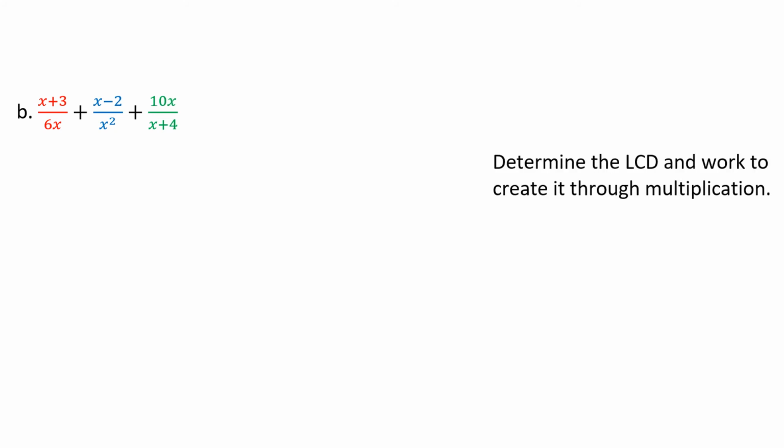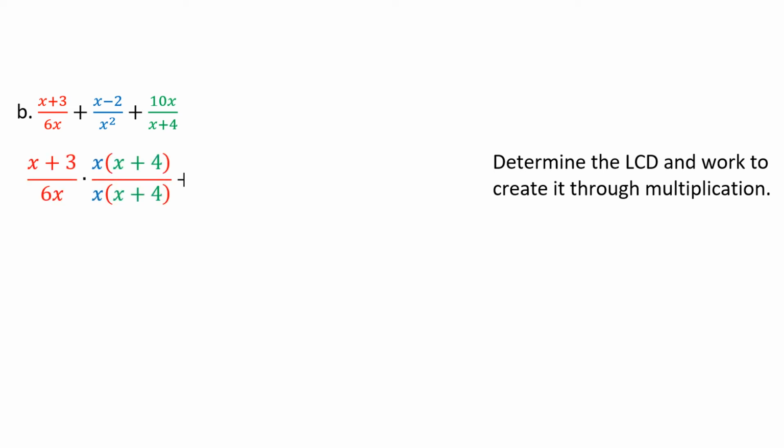So our first step is to determine what should the least common denominator be, and then we're going to try to build it up. So our first fraction has 6x in the denominator, and our second has x squared. Notice there's at least one x in both of those. The third has x plus 4.